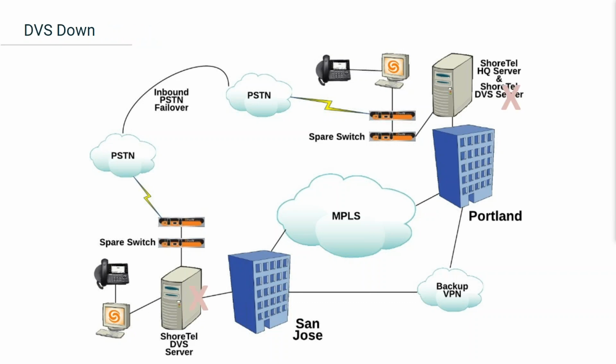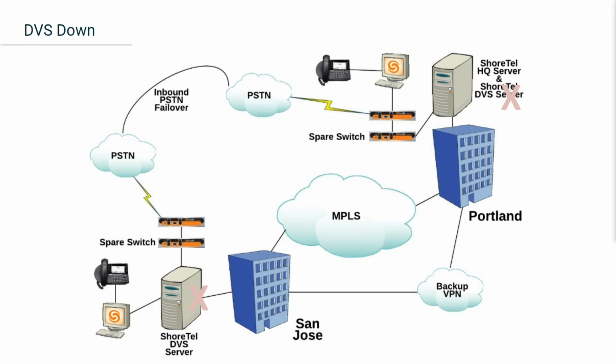All right, so we lose a DVS. This is the next down scenario. So maybe you're in Portland or you're in San Jose and your DVS server goes down. That DVS, like we talked about, handles local voicemail, local auto attendant, local work groups, and local desktop control. So when the DVS goes down, all users' voicemail boxes will be taken over by the headquarters server.